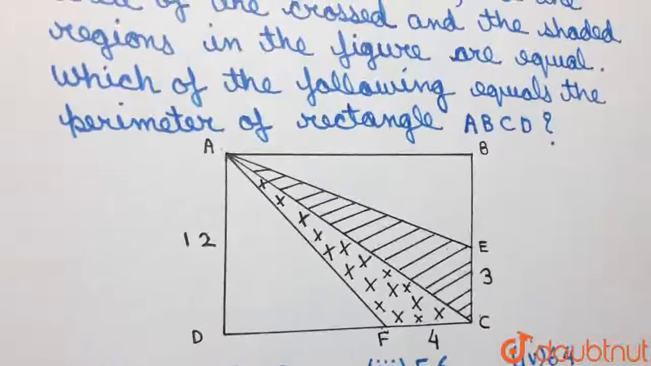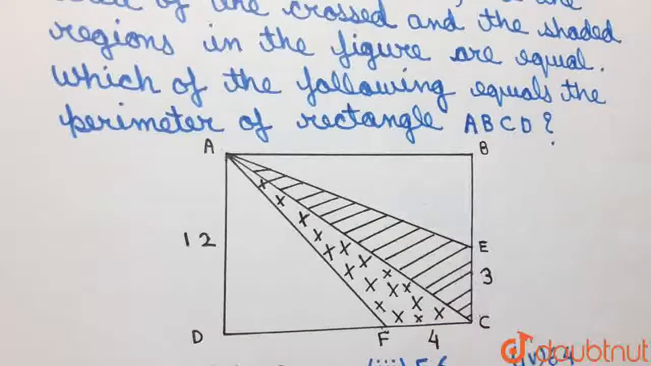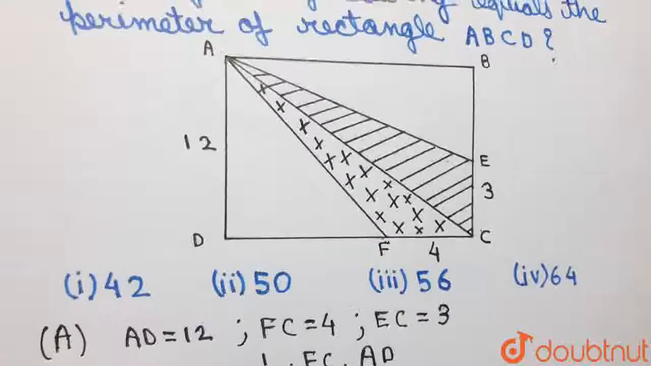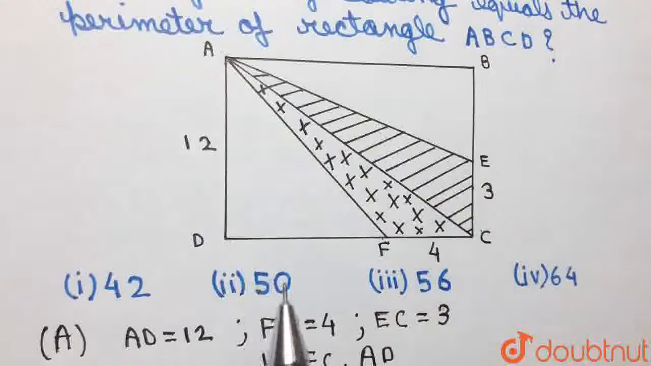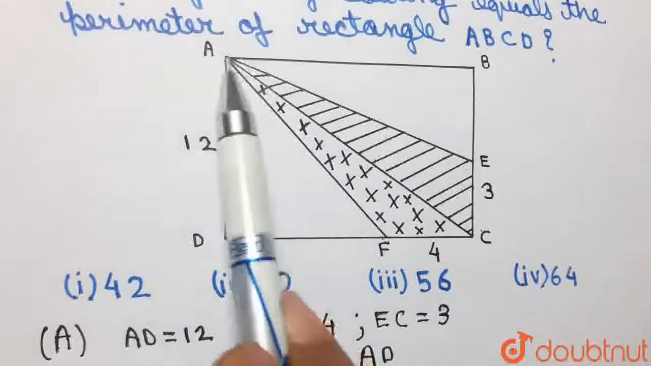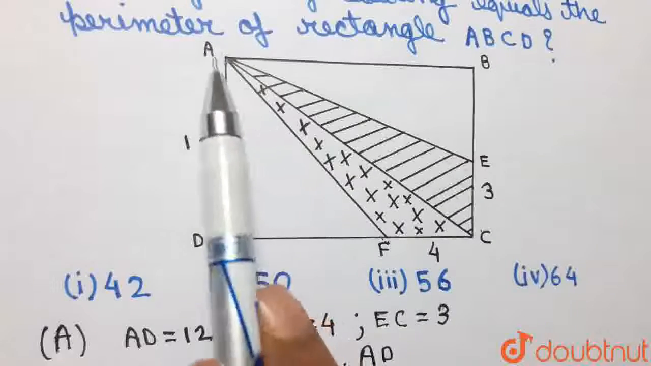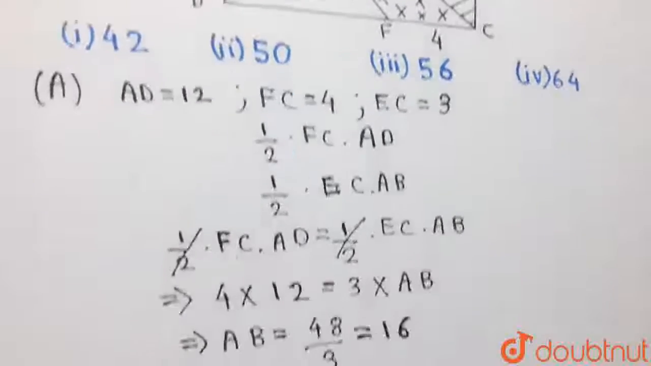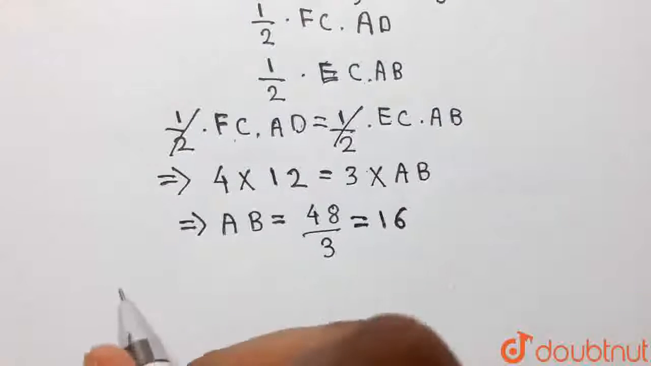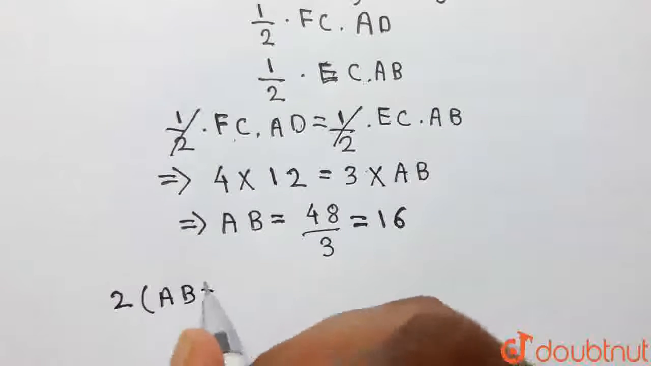Now in the question we have been asked to find the perimeter of the rectangle ABCD. The perimeter of this rectangle will be given by 2 into AB plus AD. That is the formula for the perimeter of a rectangle, 2 times the sum of the length and width. So the required answer will be 2 into AB plus AD.